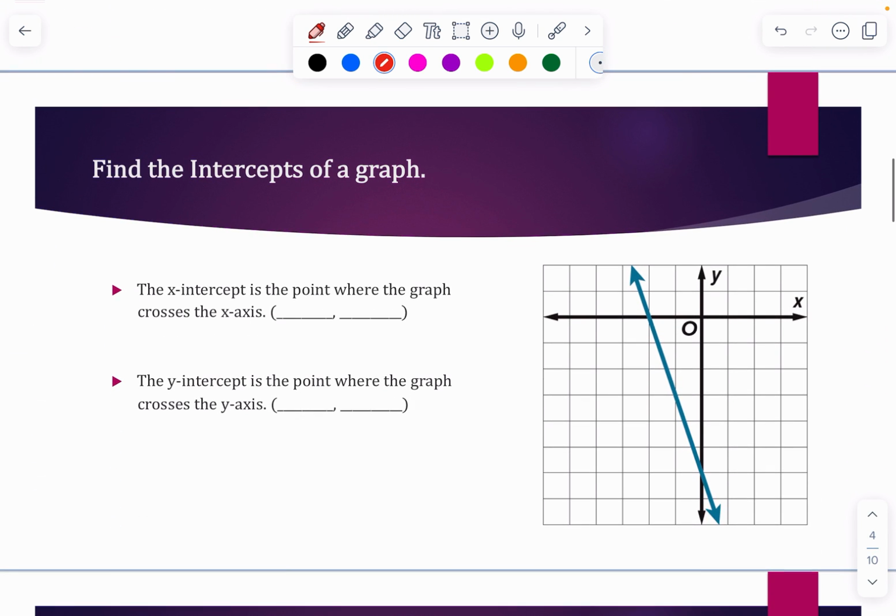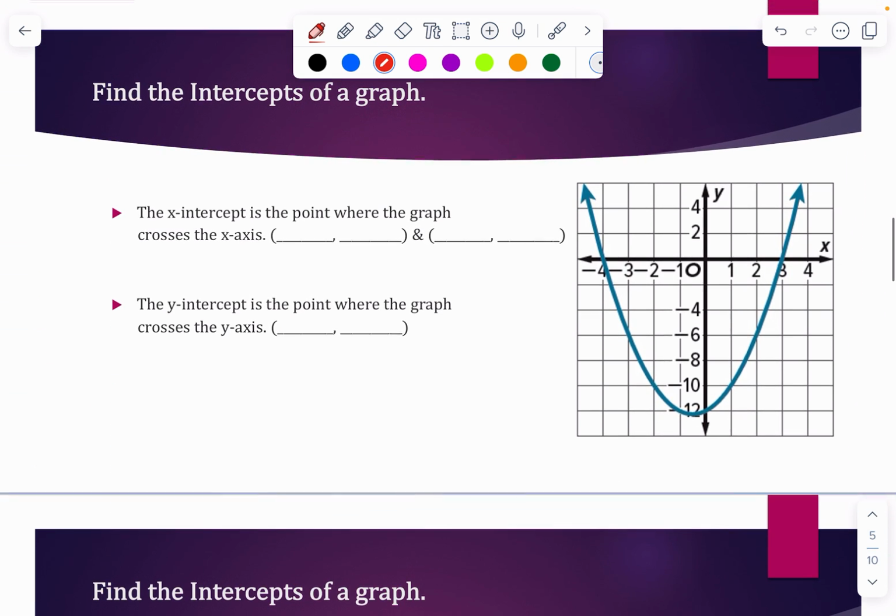Okay, let's try another one here. X-intercept, I look across the x-axis, and I see a point right here, and that's at -2, 0. I look up and down my y-axis, so I'm looking down there, and I see a point here crossing, and that's at 1, 2, 3, 4, 5, 6, so 0, -6. And that's how we find them.